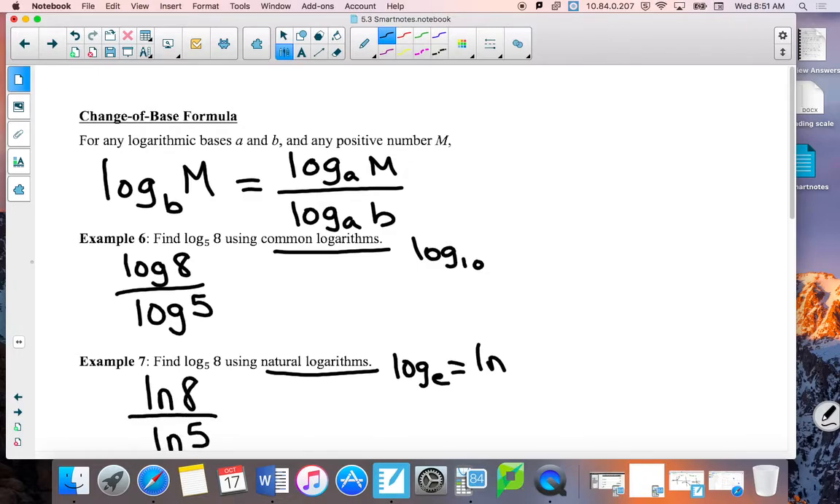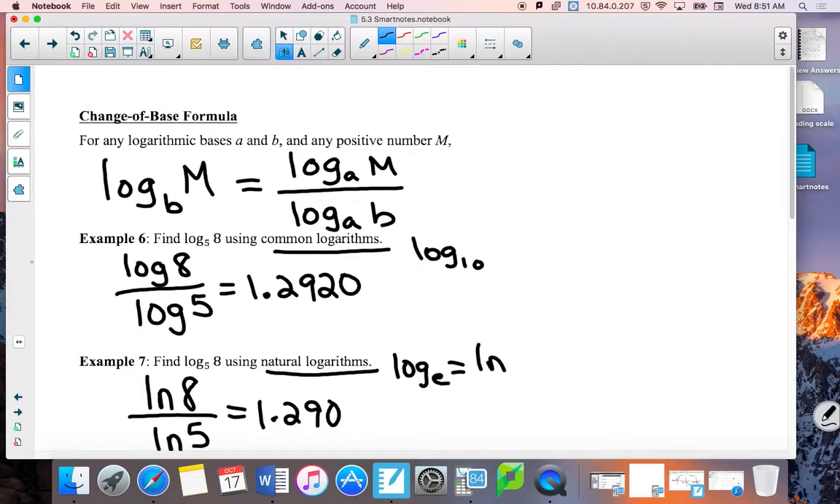Now, in your graphing calculator, make sure you use your parentheses to make sure it understands, or use that alpha y equals button so that you actually get a fraction in there. On both of these, you should get 1.2920. So make sure you can type that in.